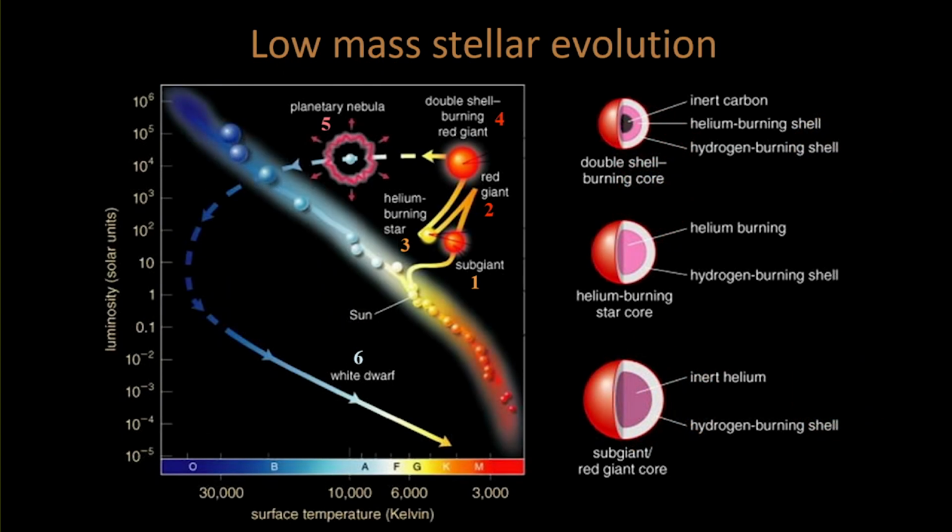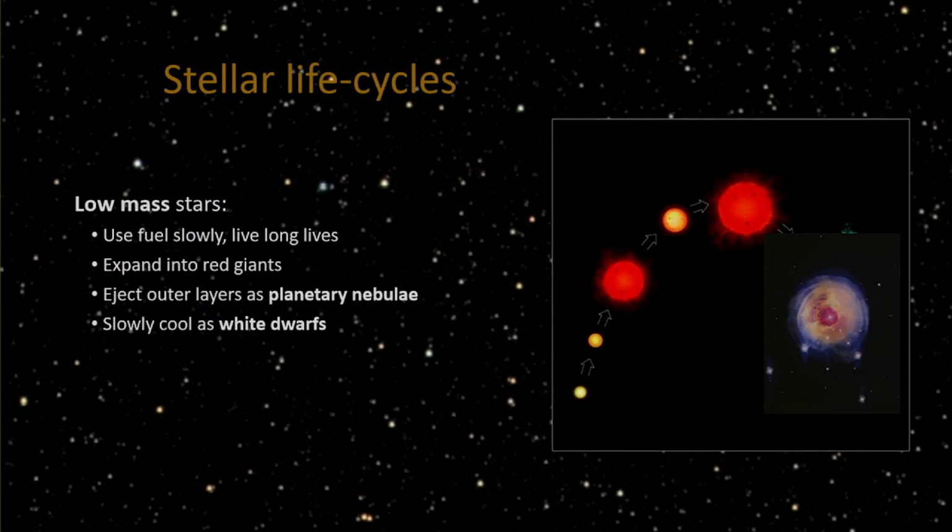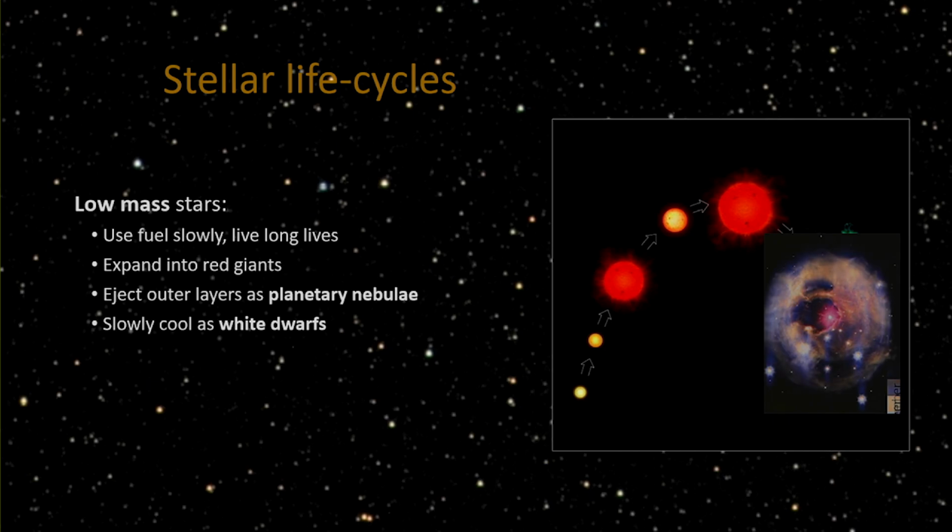I won't take you through the whole thing, but our star moves up and to the right after the main sequence, spends some time as a red giant, expels those outer layers, and ends up in the lower left as a small, hot, dense white dwarf star. So here's our summary. Low-mass stars, again, use their fuel slowly, live long lives, expand into red giants, eject those outer layers, and end up as white dwarfs.